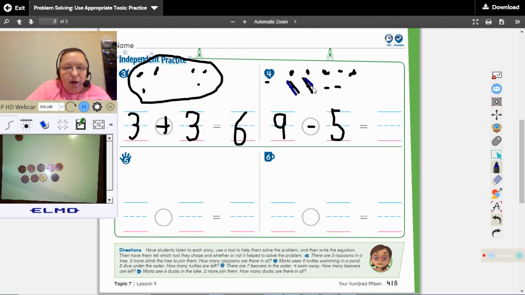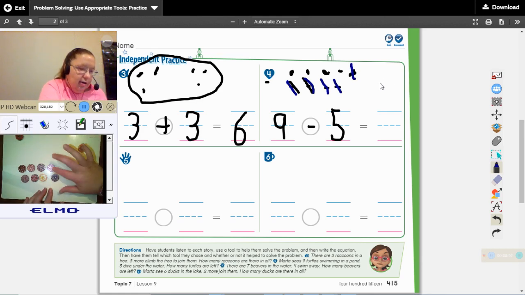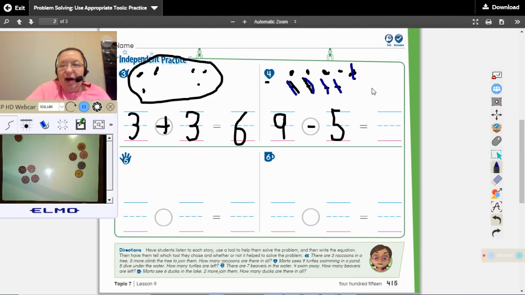1, 2, 3, 4, 5. Or on my counter board here, 1, 2, 3, 4, 5. I'm taking away 5. Either way, I'm either marking them out or I'm taking them away here.